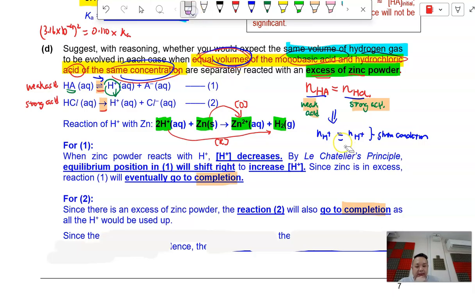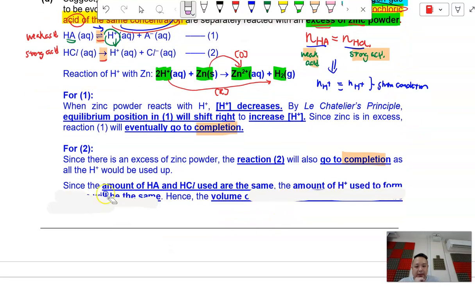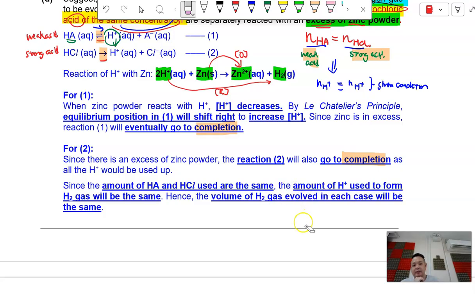So if the H plus is the same for both reaction 1 and 2, the amount of hydrogen gas that is going to be produced will be the same. The volume of hydrogen gas evolved in each case will also be the same. With that, we are done with question 2.